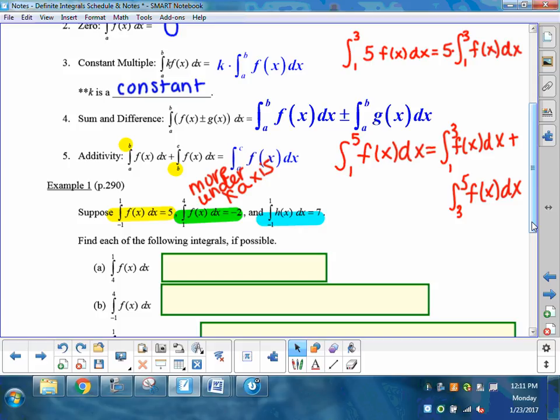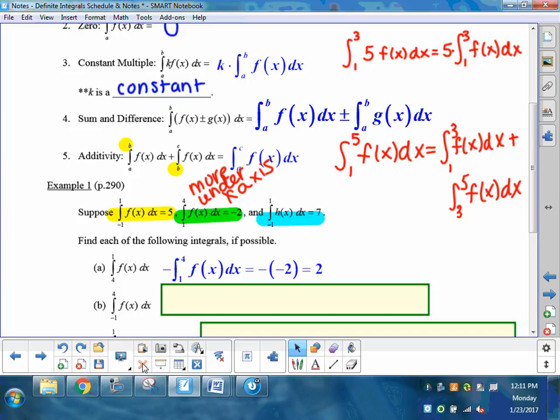Sierra? Yeah, if you're changing, this one isn't one that we know. What's the one that we know? 1 to 4. So if we change these around, we have to go through and negate. It's the negative of -2, because when you change the order, you have to negate the value that you would get. Questions on that?